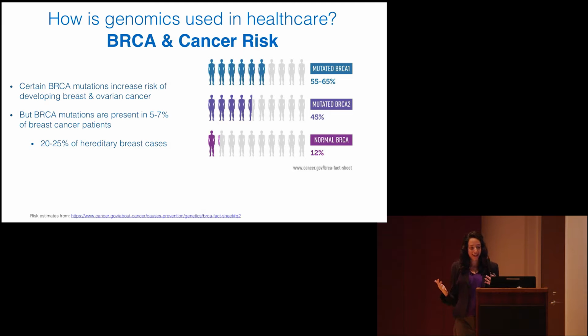So another thing to think about is, we know that these mutations can increase your risk of getting breast cancer, but actually only 5 to 7% of women that have breast cancer have one of these mutations. So there are many other ways that cancer can arise, and it is a primarily genetic disease, and I have a little bit more about cancer and genetics later in the presentation. And even in the hereditary breast cancer cases, only 20 to 25% of the women have a BRCA mutation.